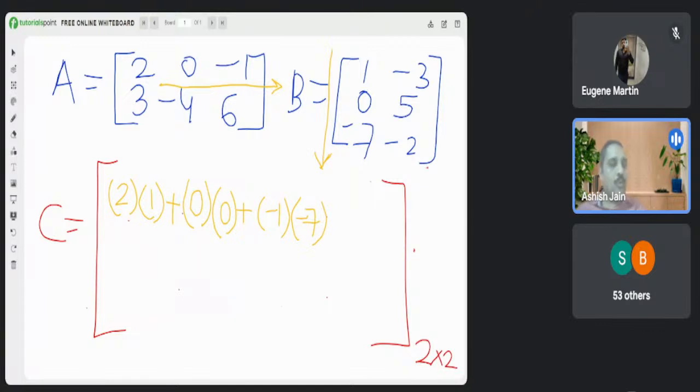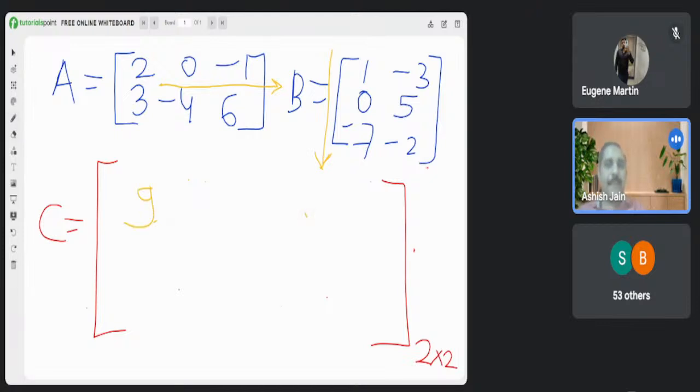2 into 1 is 2, 0 into 0 is 0, so 2 plus 0, minus 1 into minus 7 is plus 7, so 2 plus 7, the answer is 9. That means my total answer for this, आप इसको next time में भी लिख सकते हो, my total answer would be 9 here.